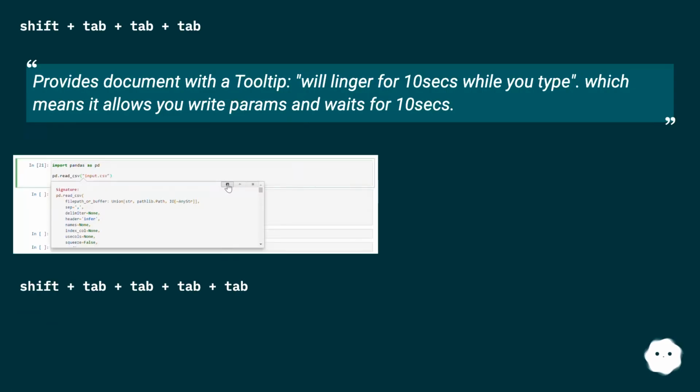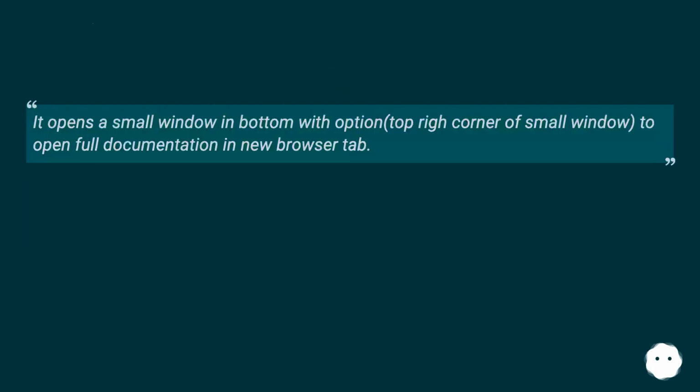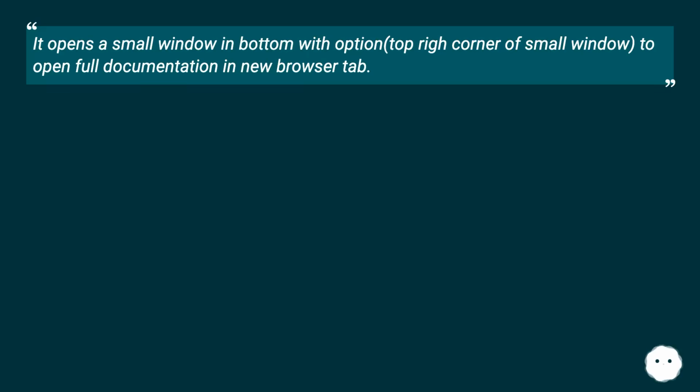Shift plus Tab provides the document with a tooltip. It will linger for 10 seconds while you type, which means it allows you to write params and waits for 10 seconds. Shift plus Tab opens a small window at the bottom with an option, in the top right corner of the small window, to open the full documentation in a new browser tab.